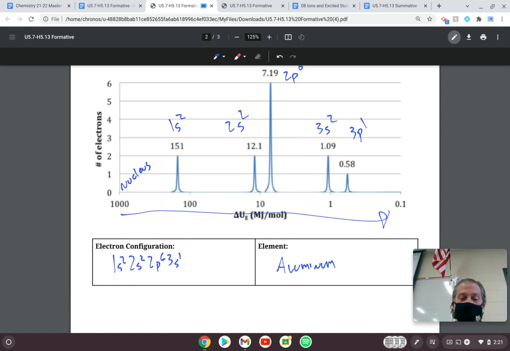Pardon? Sorry, 3p. Yep, you're right. That's a 3s2, and then 3p1, which is still aluminum. I just didn't finish the thing.